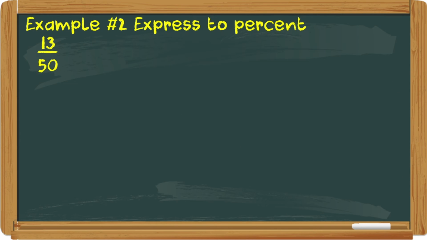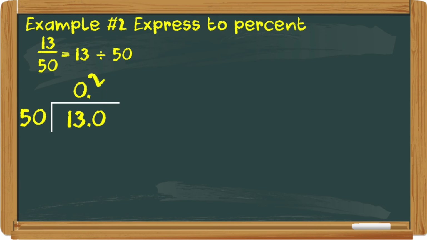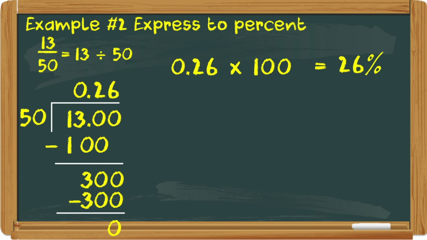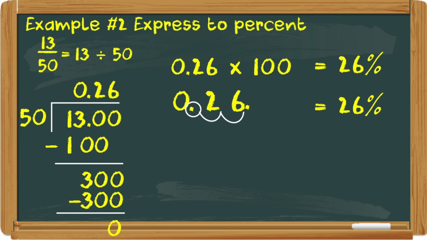Using again the same example from the previous, which is 13 over 50, its decimal form is already given, which is 0.26. So converting 0.26 into percent, we'll have 0.26 times 100 will give us 26%. Or moving the decimal point 2 places to the right, we'll have 1 and 2 will give us 26%. Again, don't forget the percent sign.